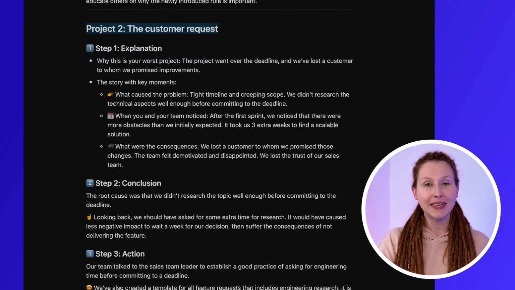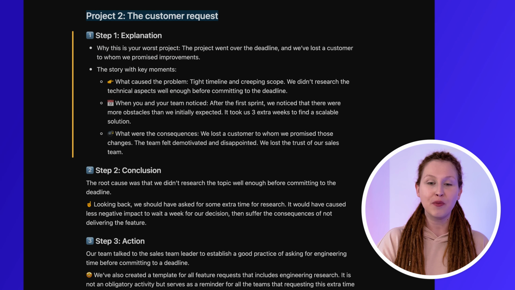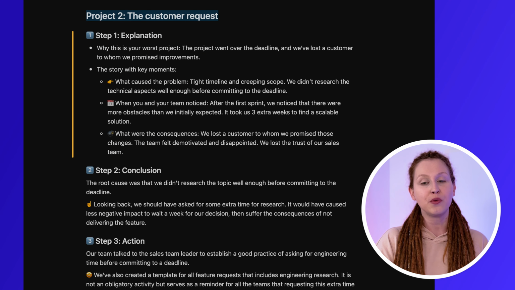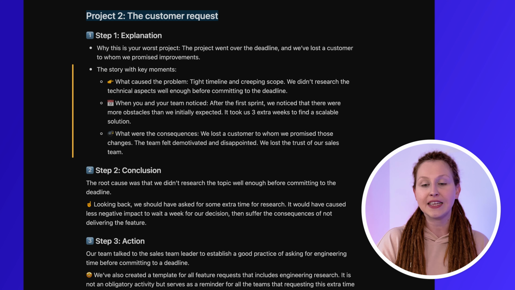Now let's take a look at the second project, the customer request. Step 1, explanation. Why was it your worst project? The project went over deadline and we've lost a customer to whom we promised the improvements. The story with key moments. What caused the problem? Tight timeline and creeping scope. We didn't research the technical aspects well enough before committing to the deadline. When you and your team noticed.